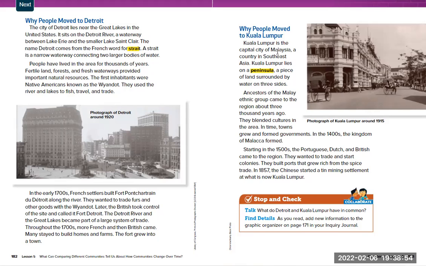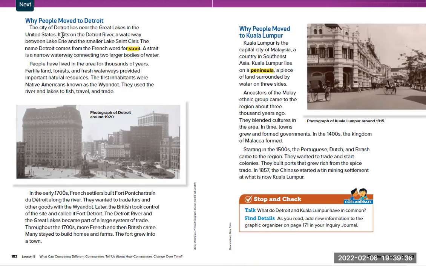So first, the main idea of this paragraph was talking about where is Kuala Lumpur and what is a peninsula. Then it talks about the people of Kuala Lumpur and who they were and how did they get there. And then lastly, they talked about the Portuguese, Dutch, and British settlers that came into that region and how they wanted to start colonies. And then, of course, lastly, they talked about the Chinese that started a tin mining settlement in the area that we now call Kuala Lumpur. But it's also talking about Malaysia as a whole, because it even says capital city of Malaysia.